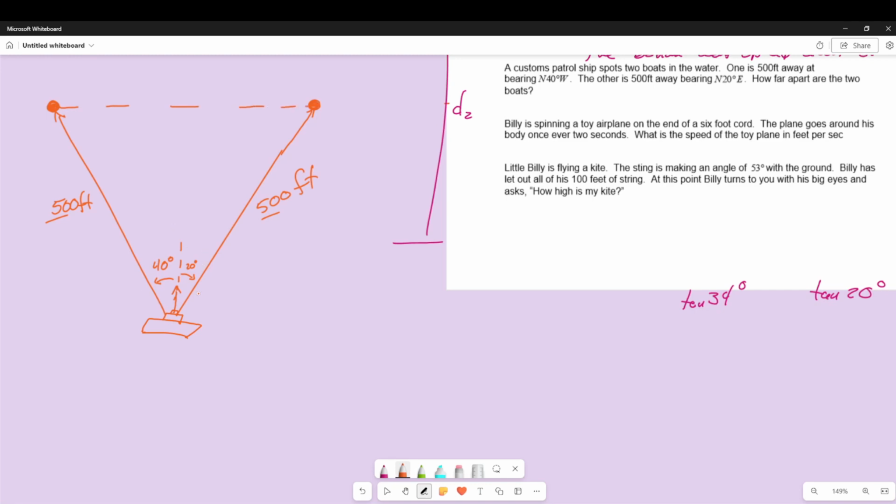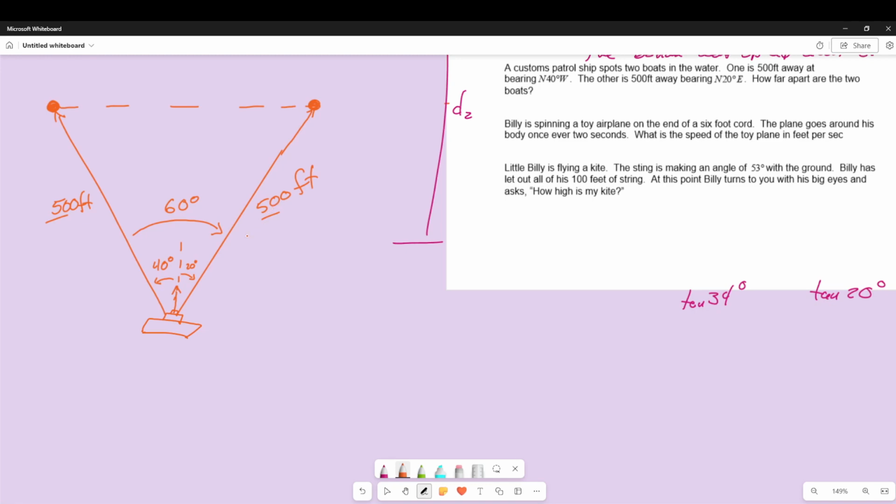Well, notice this angle here, that total angle, would have to be 60 degrees. Well, this happens to be, just by coincidence, an equilateral triangle. Because if these two distances are the same, these two angles have to be the same, which means they're both 60 degrees and that this distance is 500 feet. But that's only because this is exactly 60 degrees and these are both exactly 500.